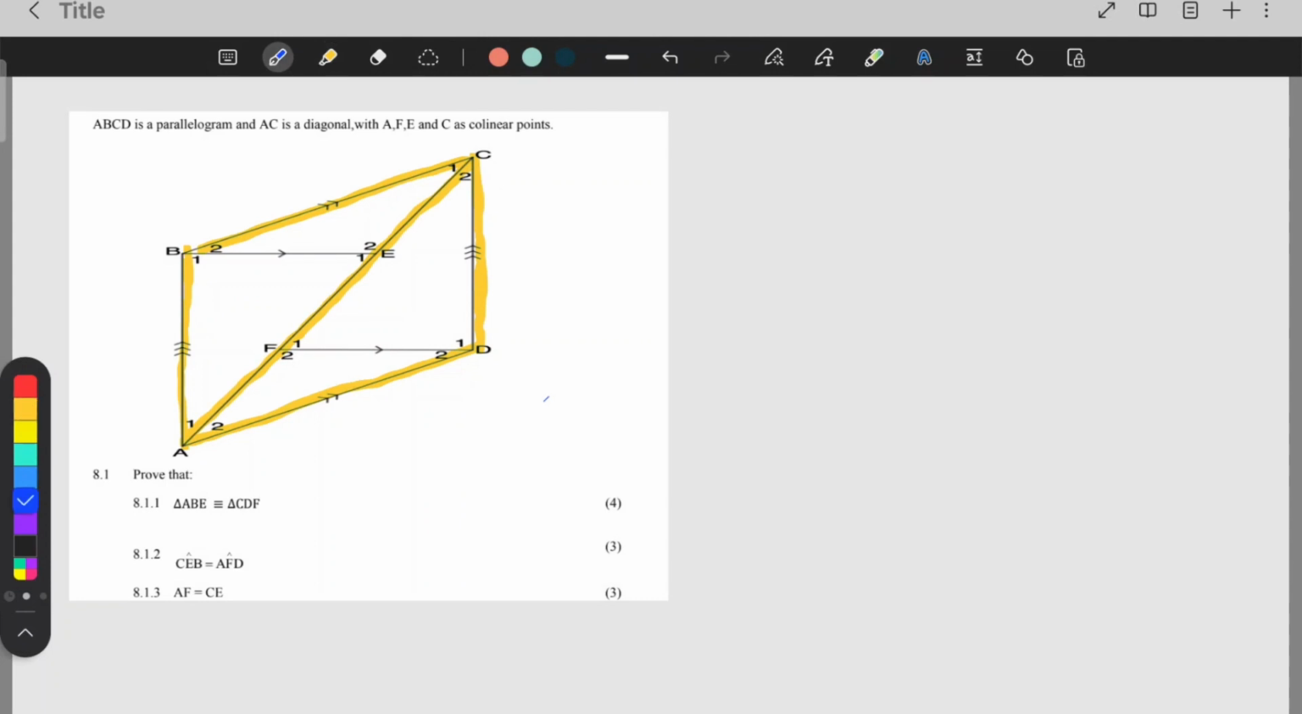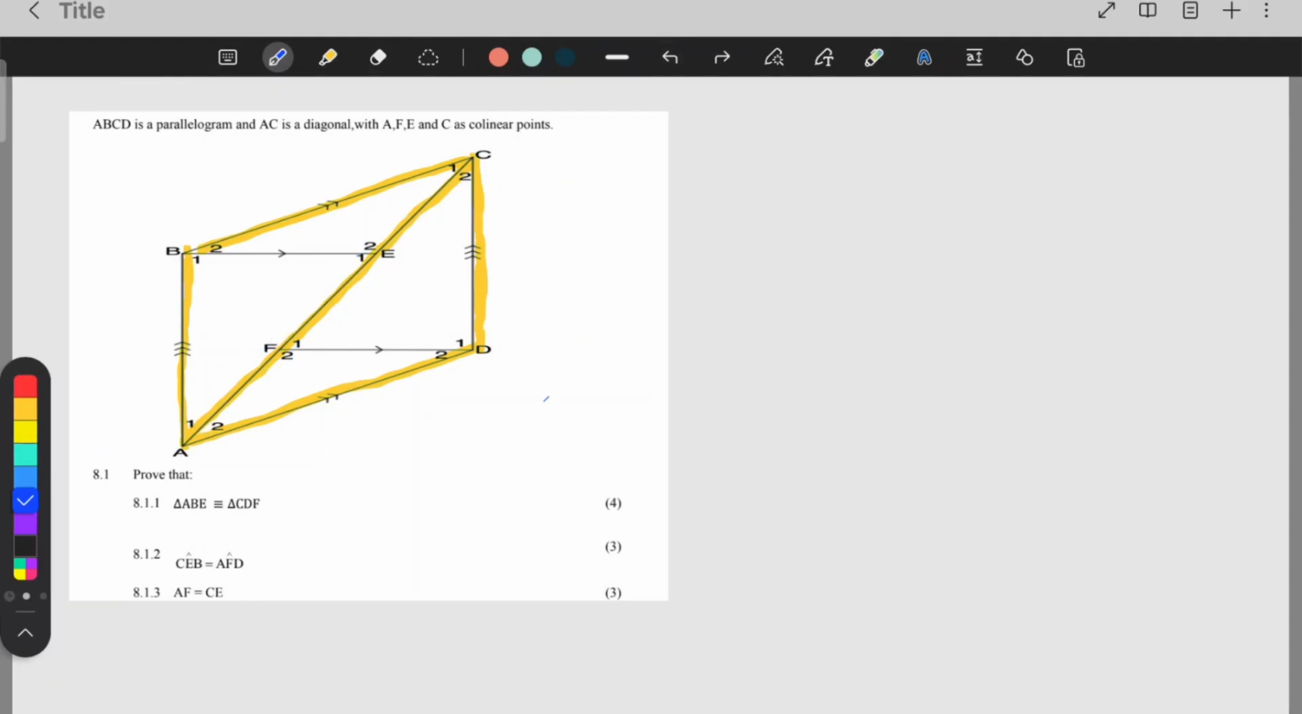And then it says with A, F, E, and C as collinear points. So A, F, E, and C, they are collinear. So they are on the same straight line. Okay, let's start with the question.